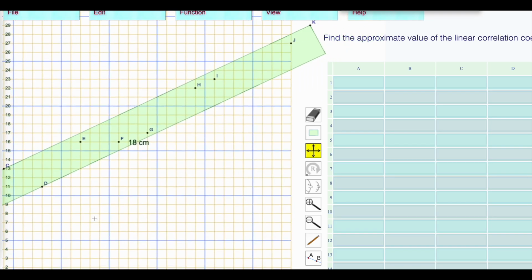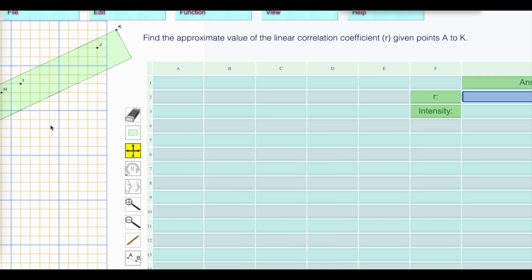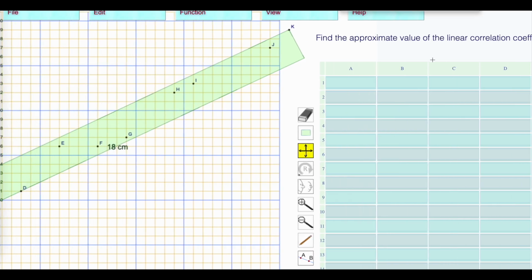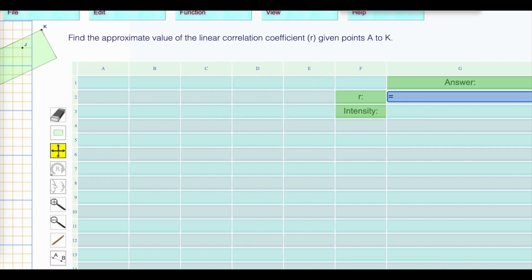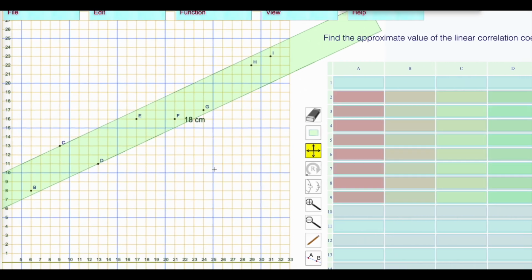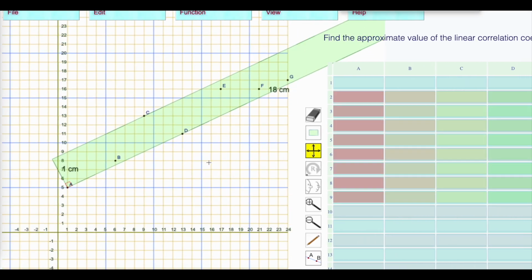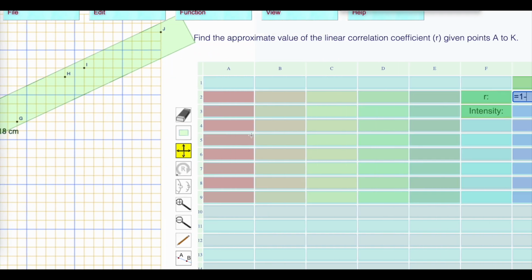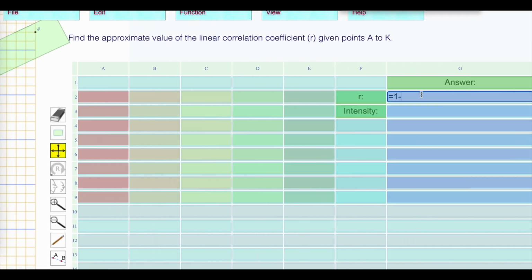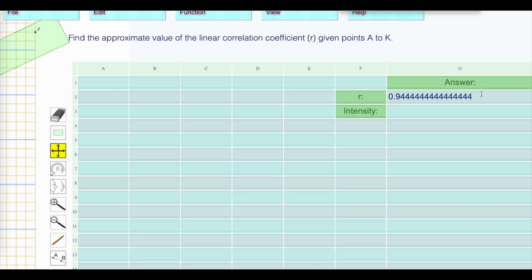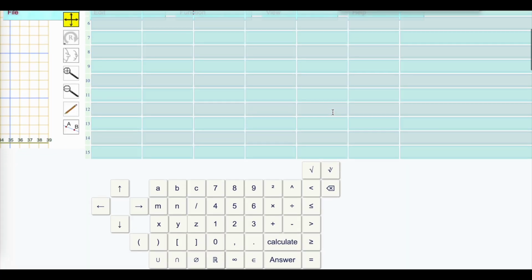We want to find the linear correlation coefficient. This is a positive slope, so our correlation has to be positive. It is 1 minus the small dimension, which is 1 centimeter, over the large dimension, which is 18 centimeters. 1 minus 1 over 18. And that gives us 0.944, which is strong. The intensity is strong.